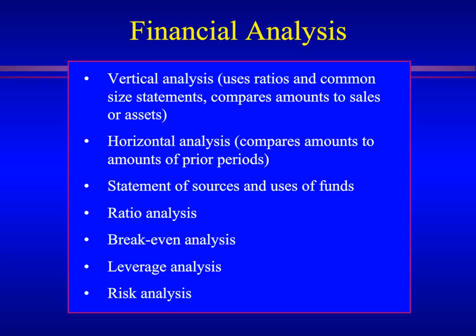Okay, so when we do financial analysis, we're going to be doing things like vertical analysis, which means we take ratios and something called common size statements, and we compare each one of our accounts, whether it's rent or asset or land and buildings, whatever the case may be, and we compare them to things like sales or assets. That gives us what's called a vertical analysis, and basically we're comparing numbers within a financial statement. So comparing numbers within the income statement, comparing numbers within the balance sheet, that sort of thing.